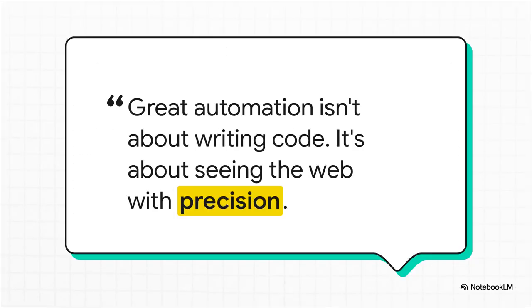So the big takeaway here is this. Great automation isn't really about being a master coder. It's about learning to see the web with precision. So now that you know how to build an unbreakable locator for pretty much any element, what's the first thing you're going to automate?